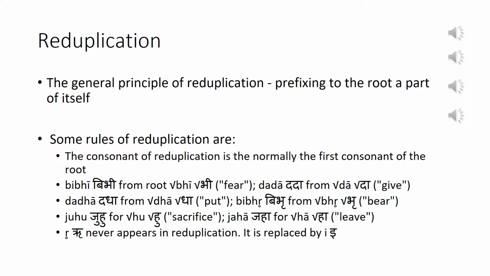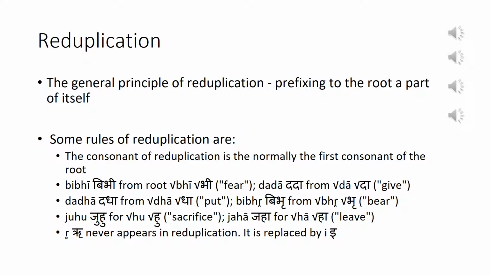The general principle of reduplication is the prefixing to the root a part of itself, the initial consonant and the vowel, the starting vowel and maybe the following consonant, etc. Some rules of reduplication are given here. The consonant of reduplication is normally the first consonant of the root. A long radical vowel may be shortened.